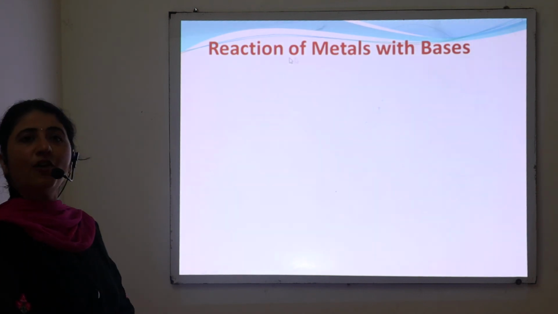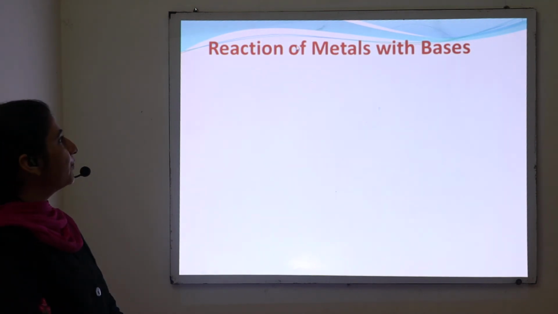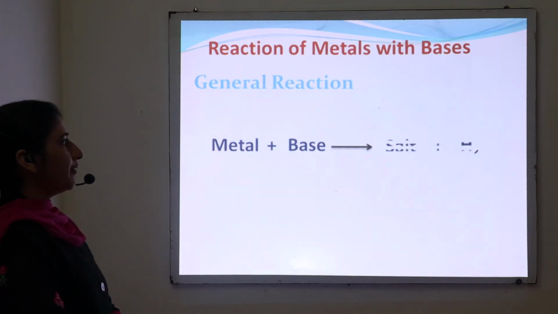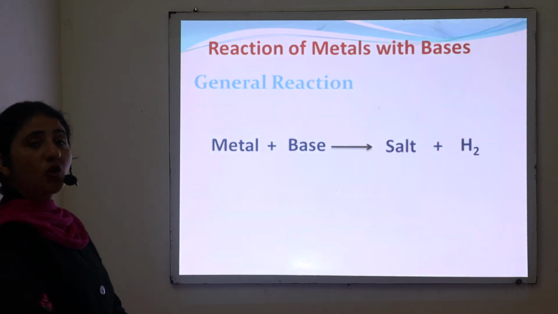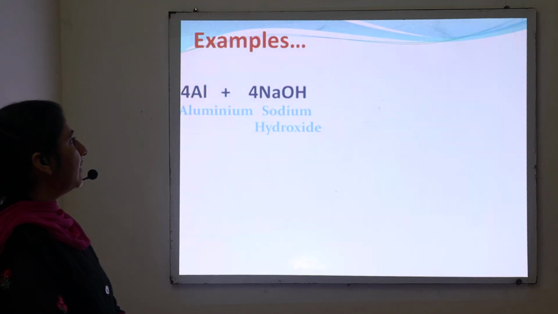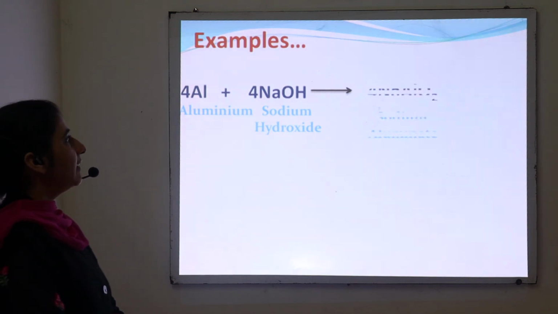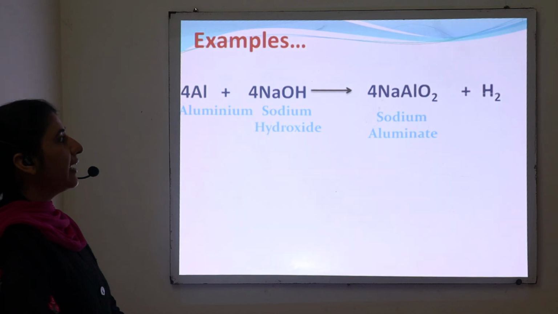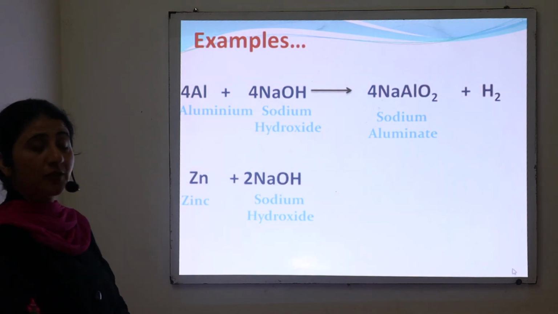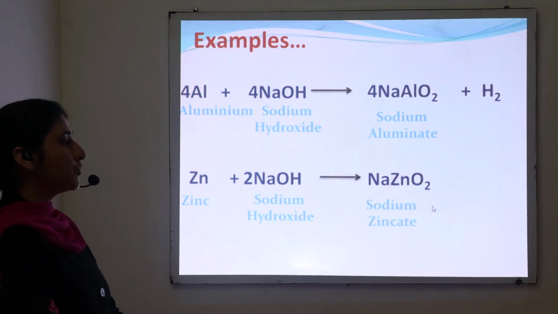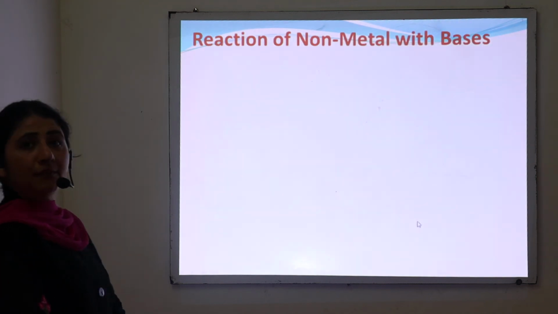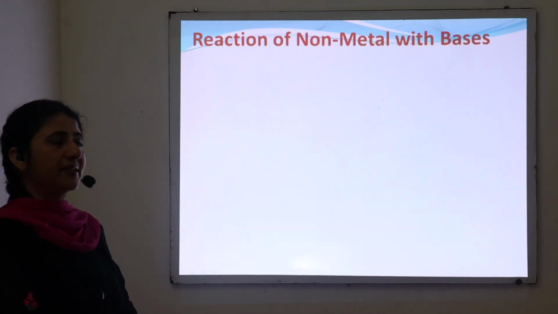Next one is the reaction of metals with bases. Metal reacts with base to form salt and hydrogen gas. For example, aluminium, when it reacts with sodium hydroxide, forms sodium aluminate and hydrogen gas. On the other hand, zinc also reacts with sodium hydroxide to form sodium zincate and hydrogen gas. But not all metals react with bases.